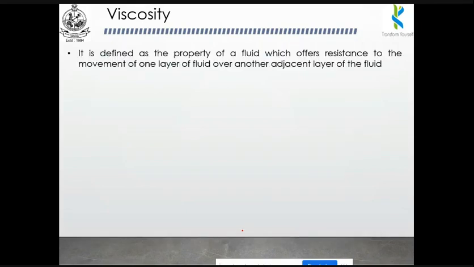So I will show you the definition first. It is defined as the property of a fluid which offers resistance to the movement of one layer of fluid over another adjacent layer of the fluid. For example, if a fluid is moving from a higher end to a lower end, the fluid will be categorized into different layers. We will have friction in between each and every layer of the fluid. That will be called the resistance to the movement of the fluid. That particular resistance will be called viscosity.